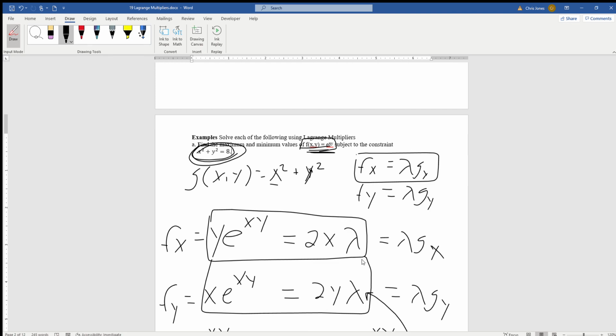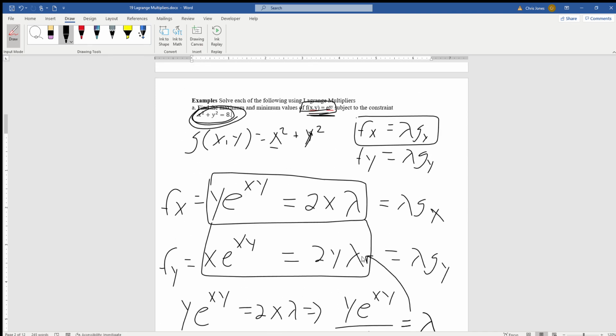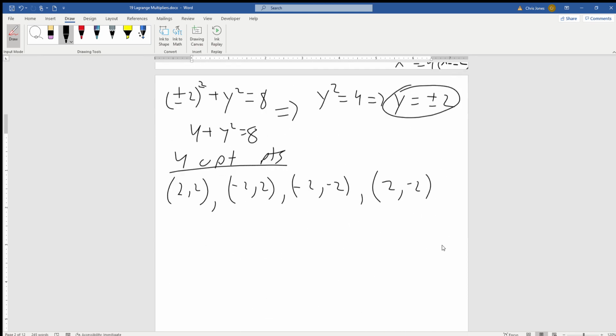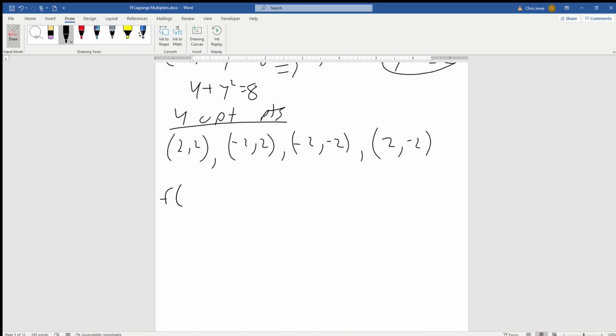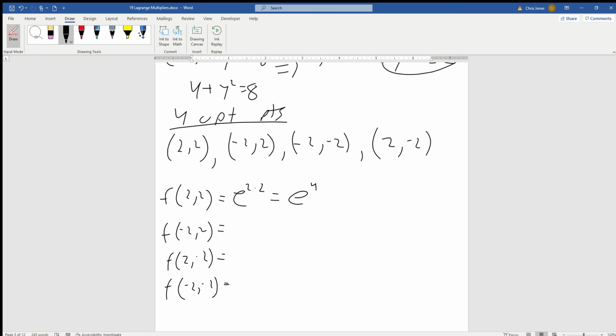So these points, the 2 and negative 2, etc., are all the candidates. The question at this point is which ones are max and which ones are mins. So let's figure it out. We're going to find the original function at (2, 2), the original function at (-2, 2), the original function at (2, -2), and then finally f at (-2, -2). So this would be e to the 4th. This would be e to the minus 4. This would be e to the minus 4 as well. And then clearly, this is going to be e to the 4th power as well.